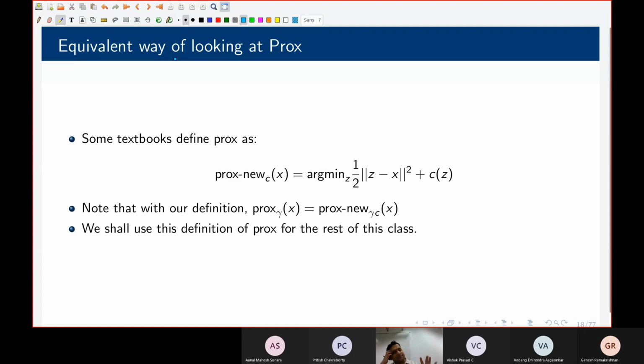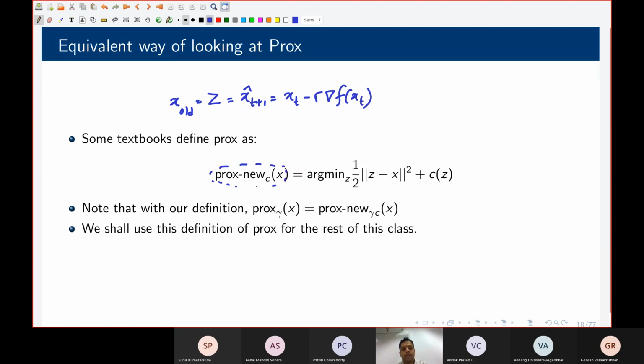There's a slight notational aspect here. Sometimes you define the prox operator as prox with a new C, because you're trying to find a new estimate based on the old estimate. So you can think of this z, which is x_{t+1} hat, so to speak, which is x_t minus gamma times whatever, so that you could use accelerated gradient descent also. So this is basically your old x, and therefore some textbooks say prox new, but that's more of a notational aspect.